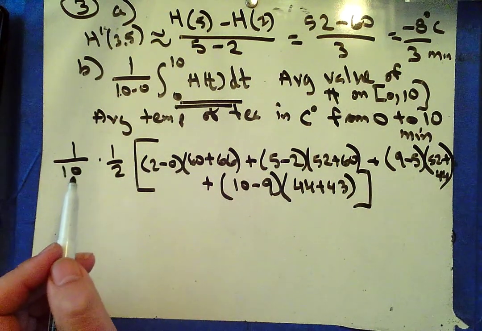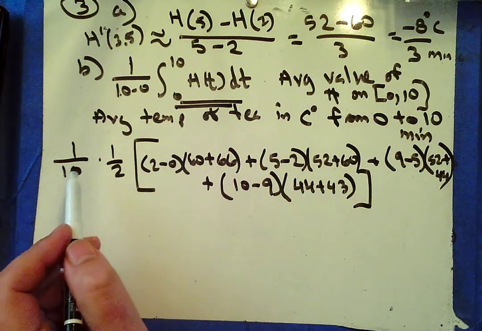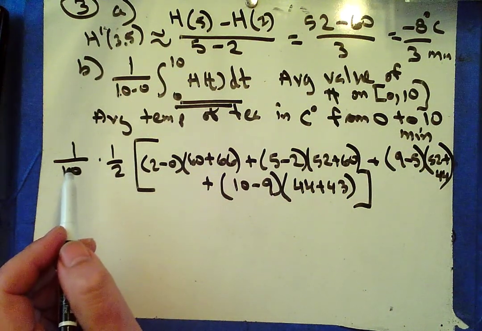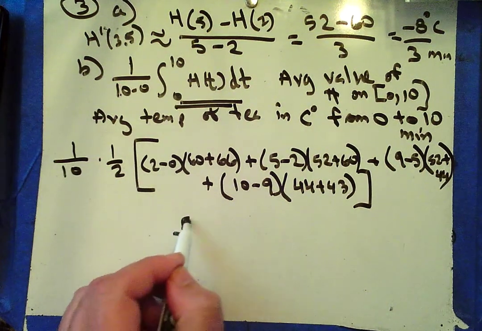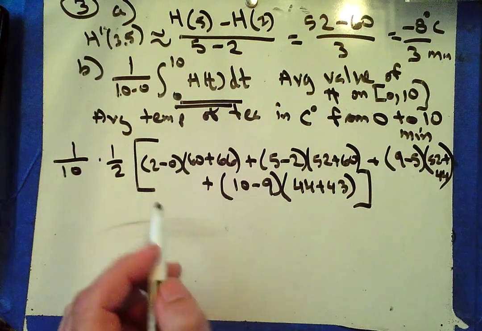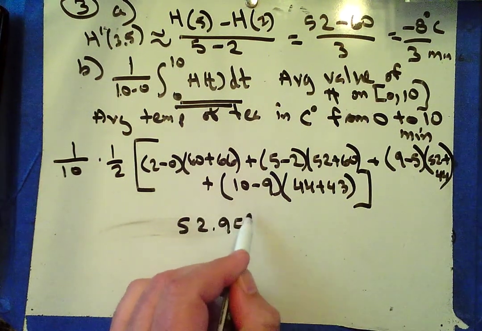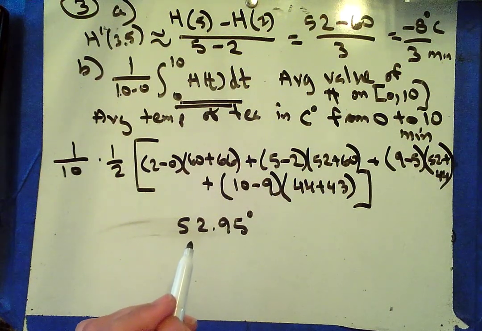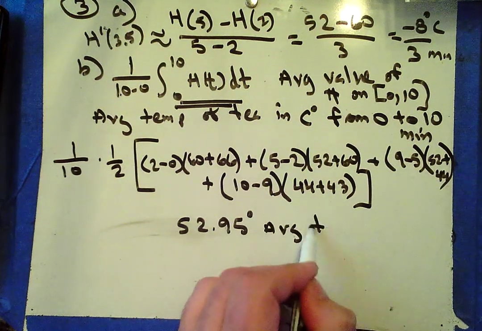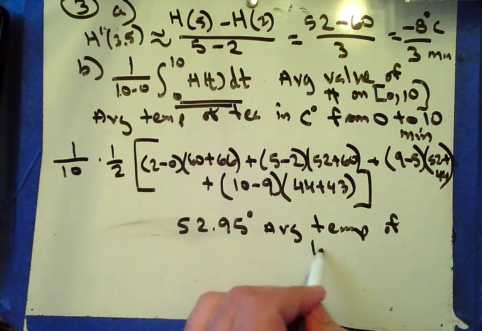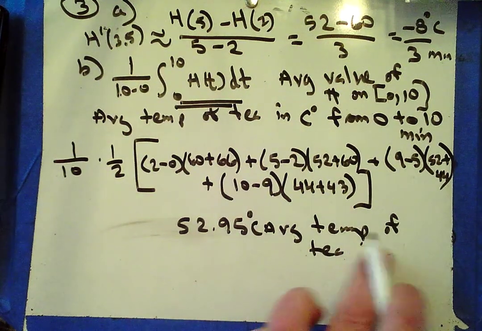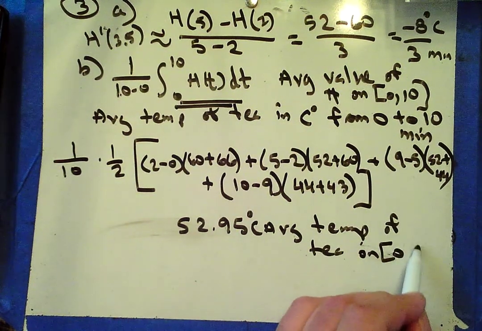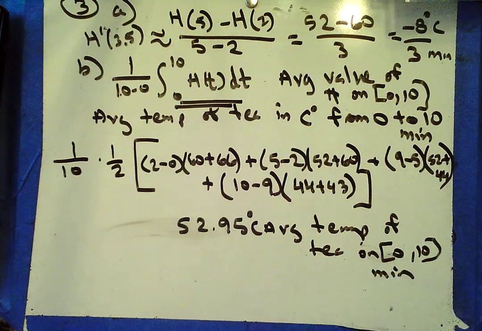And again, I don't think I would take this any further. You're just going to be wasting a lot of time and risking making a small mistake. But if you do, you should end up with 52.95 degrees is the average temperature of the tea in degrees Celsius on 0 to 10 minutes. Okay, so that was part B.